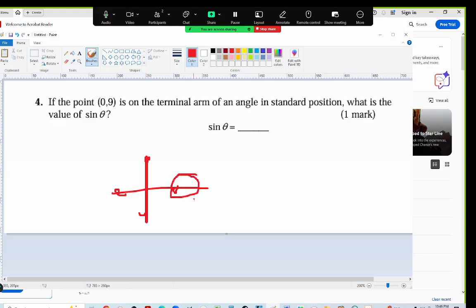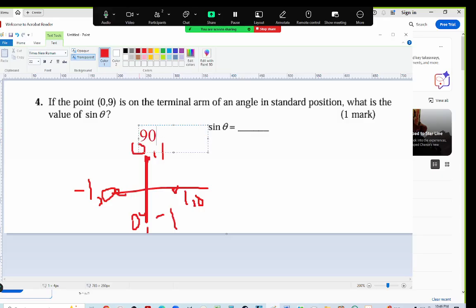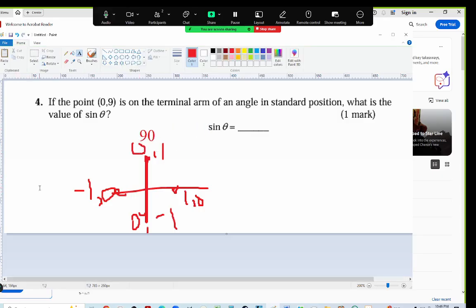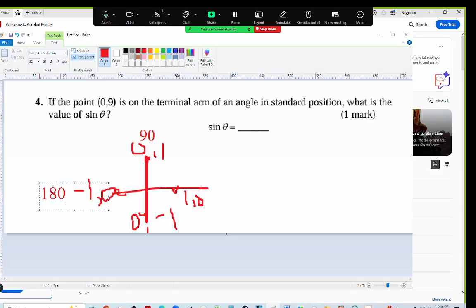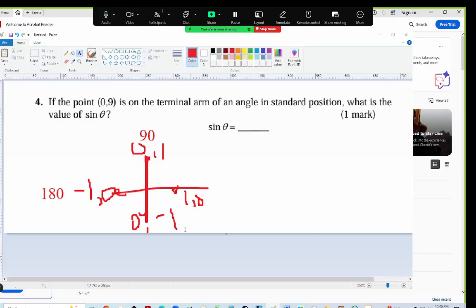What's this one here? 1, 0. What's this one here? 0, 1. What's the one on the left? -1, 0. And what's the one at the bottom? 0, -1. Great. One thing I need you to remember is that this represents 90, this represents 180, and that one at the bottom represents 270.